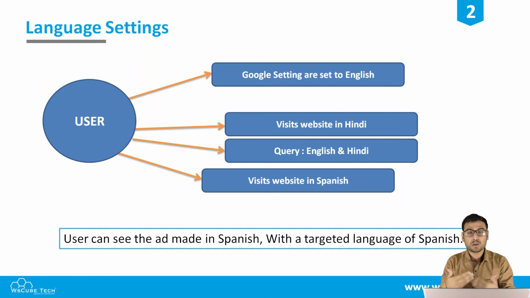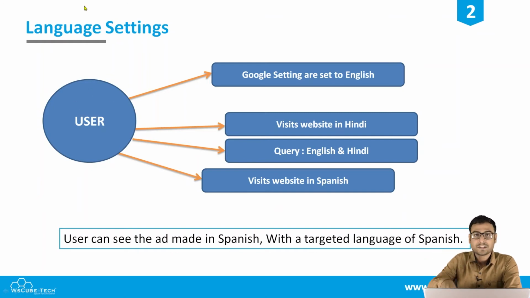All these activities of this particular user, let's say this user is Mr. X, are basically giving signals to the Google system about what the language of this specific user is, right? And he or she also visits websites in Spanish. So now these are the different activities with respect to this specific user.